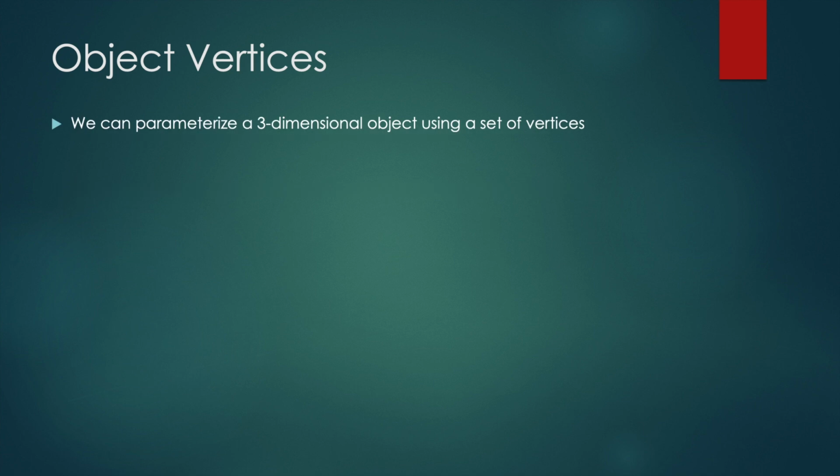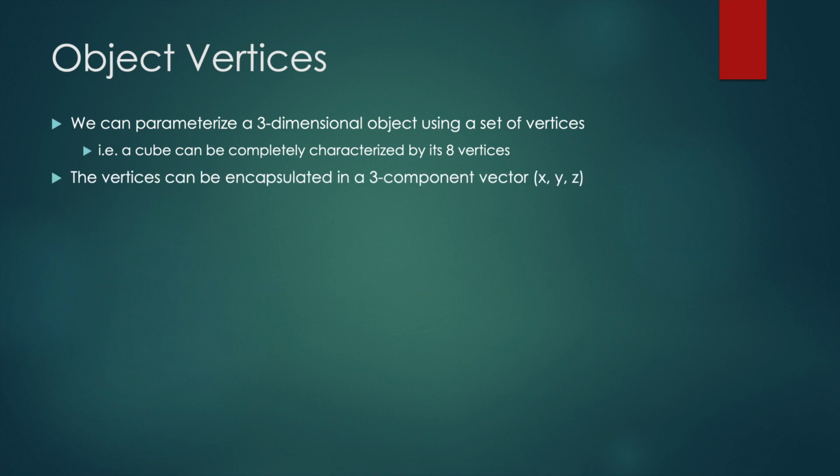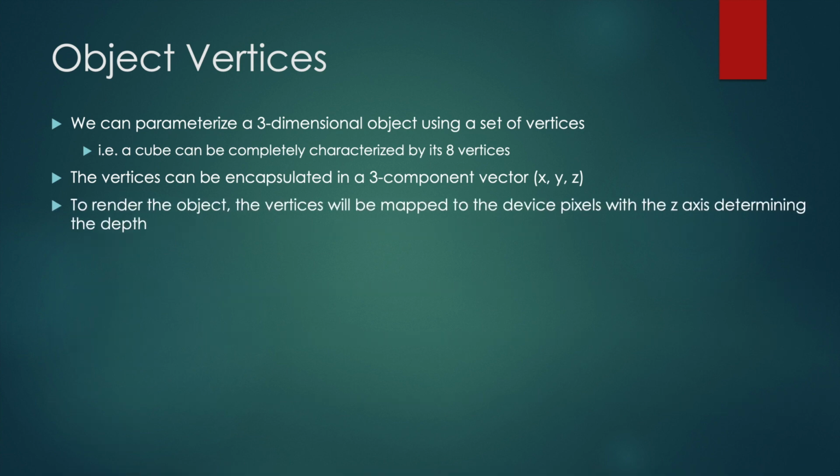Many three-dimensional objects can be completely characterized by their vertices. For example, 8 points can completely characterize a cube. In 3D space, these vertices have their position determined by a three-component vector with x, y, and z. When we render the object from the vertices, each vertex is mapped to device pixels, and the z-axis refers to its depth. Then a graphics library like OpenGL, which I'll be using in this video, will build primitive shapes out of groups of vertices passed to it in a buffer.